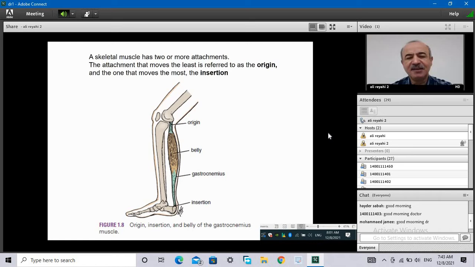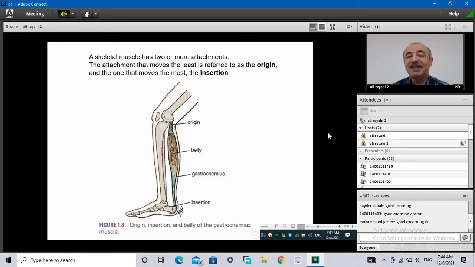Each muscle usually has two ends. One of these ends has little movement, so it's called the origin. And the other end of the muscle has more mobility, and it's called the insertion.